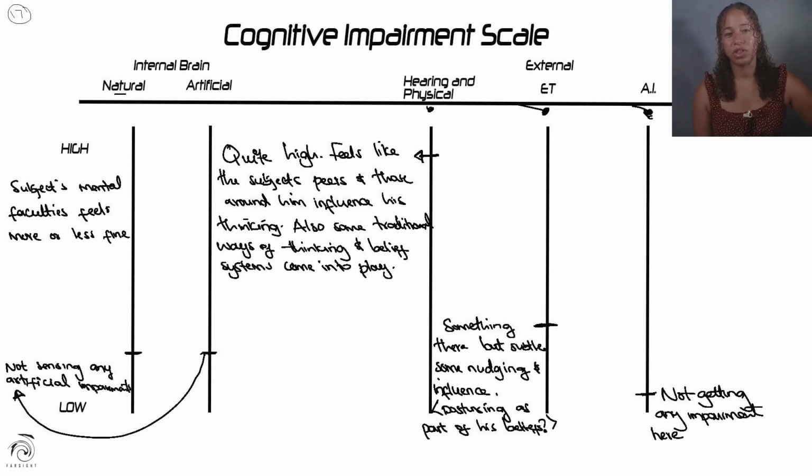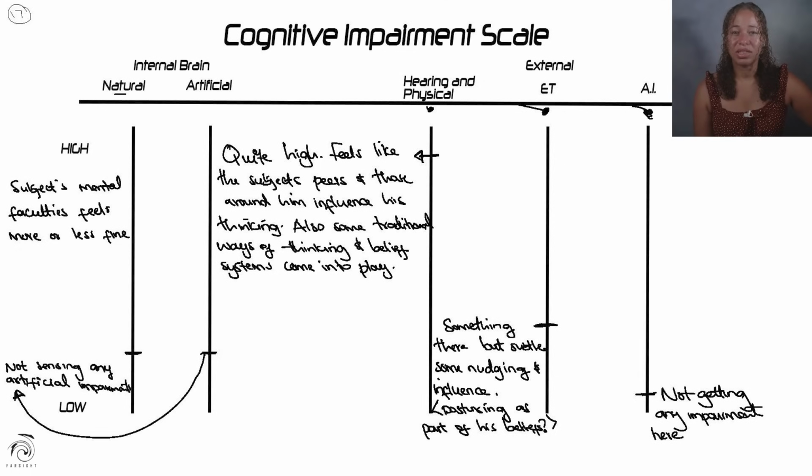So now I'm going to move to the external brain. Hearing and physical is definitely quite high. It feels like the subject's peers and those around him influence his thinking. There's also some sort of traditional ways of thinking and belief systems that come into play. But this definitely, I don't know if you could call this impairment, but it impacts how he thinks greatly.